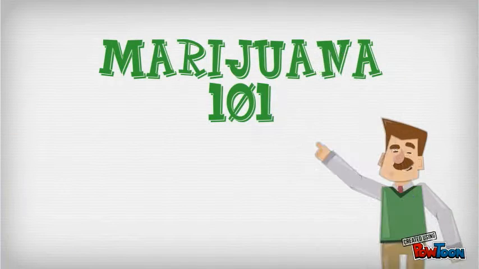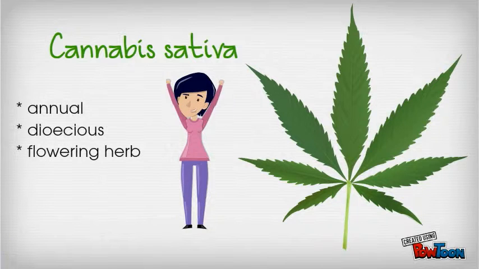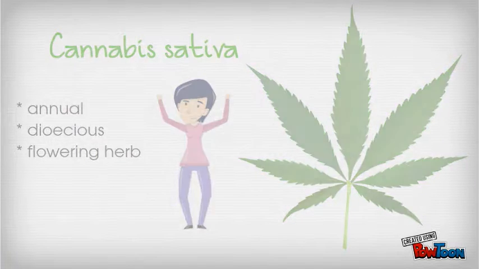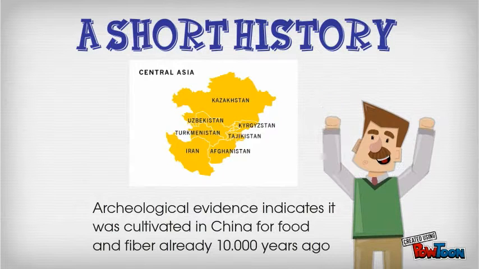Marijuana 101. Its scientific name is Cannabis sativa. It is an annual, dioecious, flowering herb. A short history. Archaeological evidence indicates it was cultivated in China for food and fiber already 10,000 years ago.